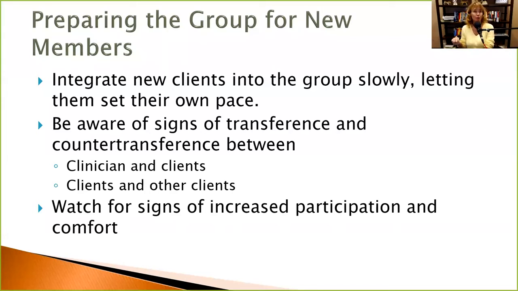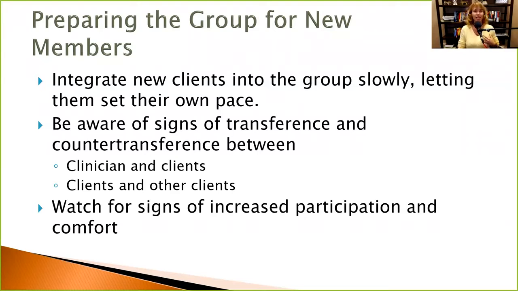So when you bring someone in, the whole dynamic is going to shift a little bit, because they have to make room for that person at the table, if you will. When somebody comes into group, be aware of signs of transference and countertransference between the clinician and the client. Obviously, if you're having transference or countertransference issues, and between the client and other clients.